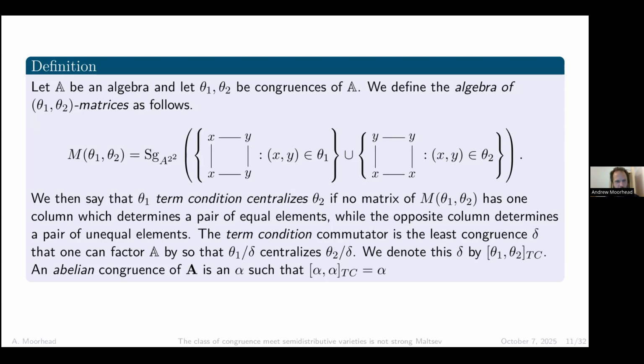We say that a congruence is abelian if when I evaluate both arguments of the term condition commutator at alpha, we, oh no, that should be 0. My apologies. So alpha is abelian if that is 0, not alpha. That's the opposite of abelian. Okay.